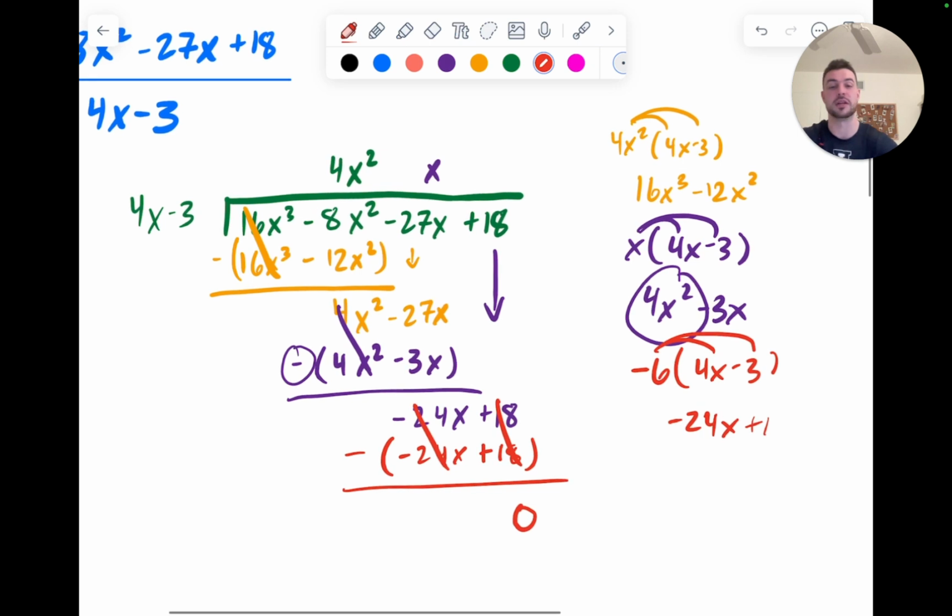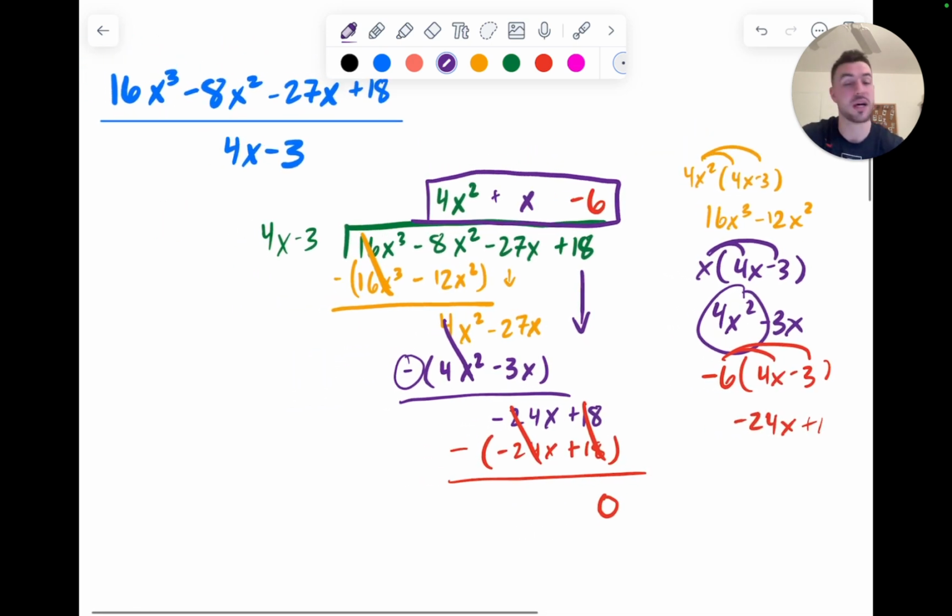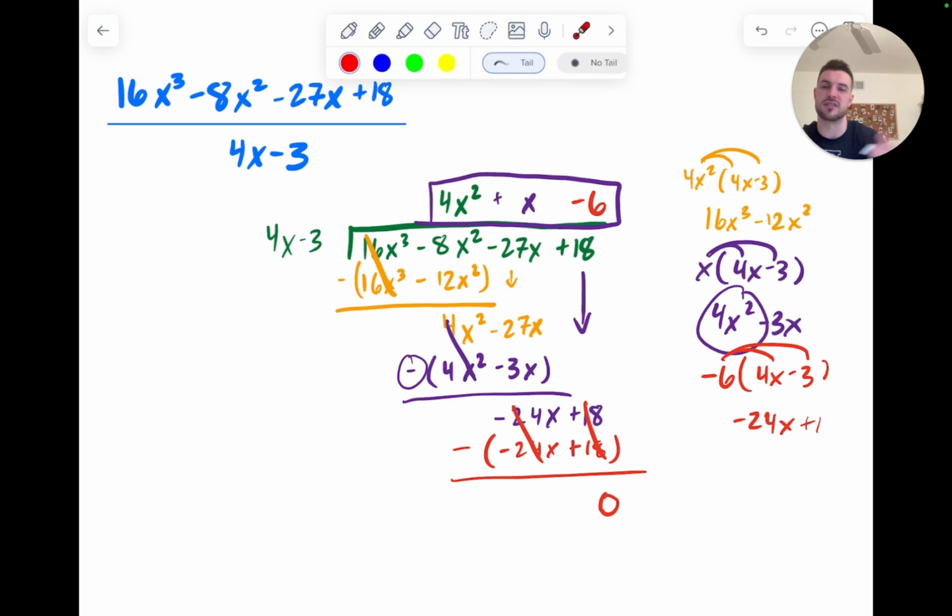So my answer here is going to be 4x^2 + x, and I can't forget that minus 6 that I had in there. So when I do that division, this is my answer, and it goes in evenly. We have no remainder, which is always nice. So we are done.